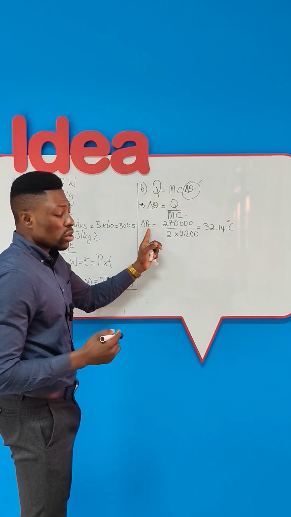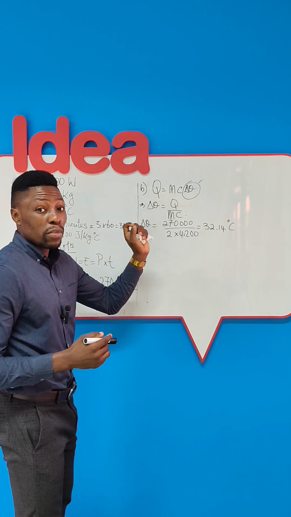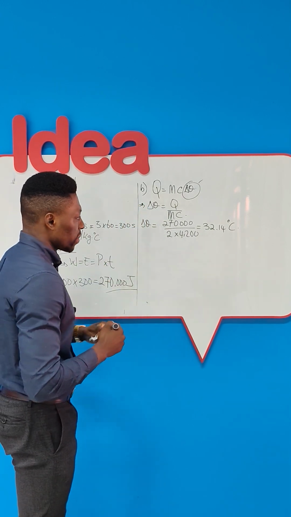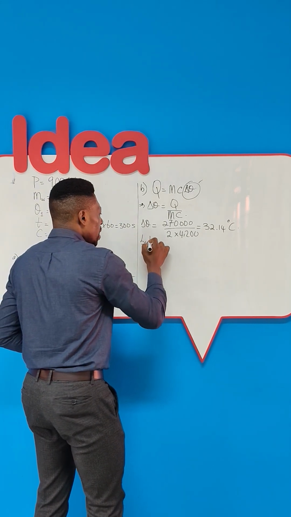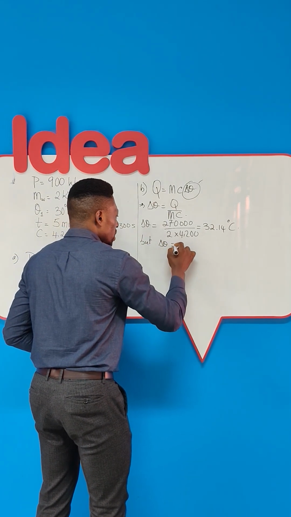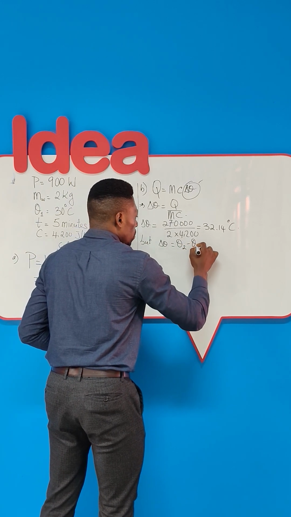But this is not what the question asks. The second part says find the final temperature of the water after the 5 minutes. This is just a temperature change. Temperature change is actually given by the final temperature minus the initial temperature.